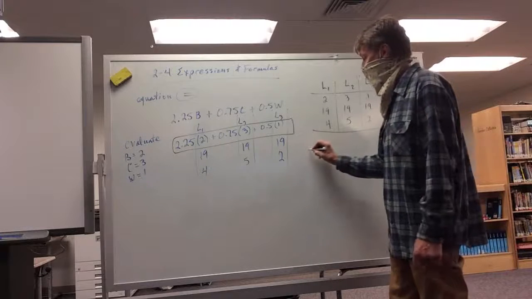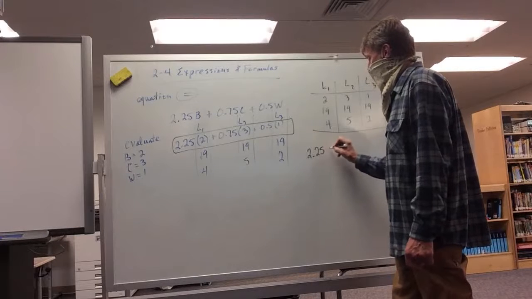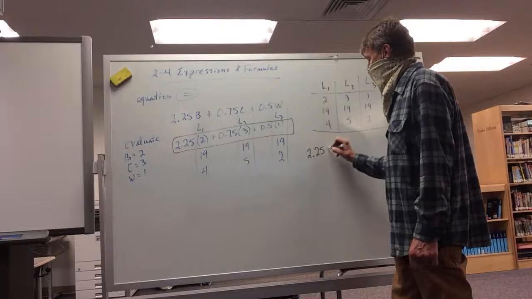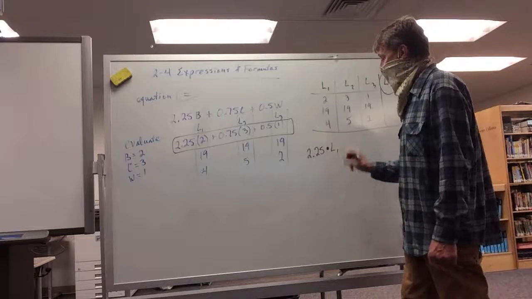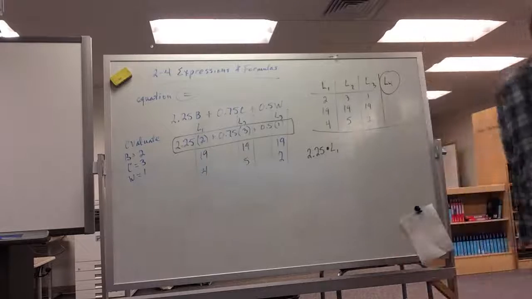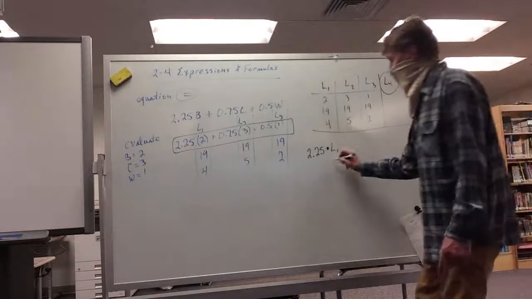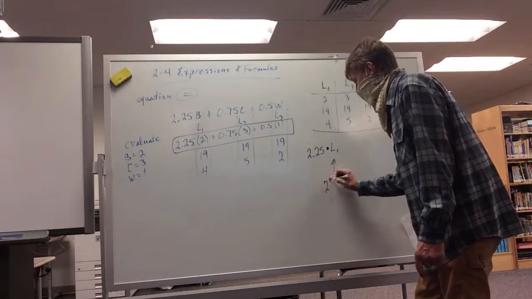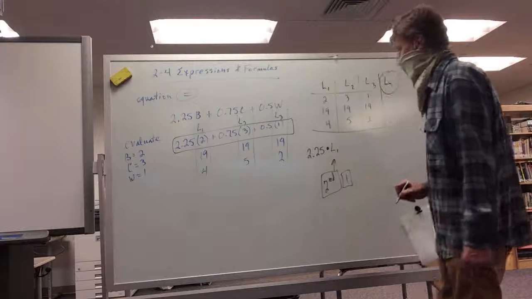And then you're going to type 2.25, and then you're going to do times. And then here's the tricky part, you have to choose L1, which is the second, one. The second, and then the key 1.